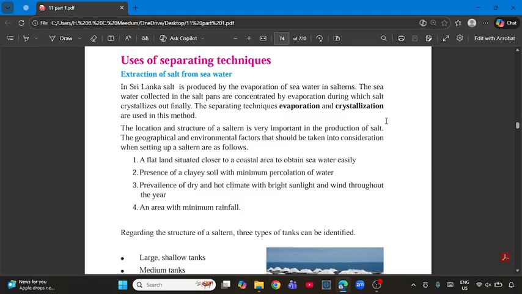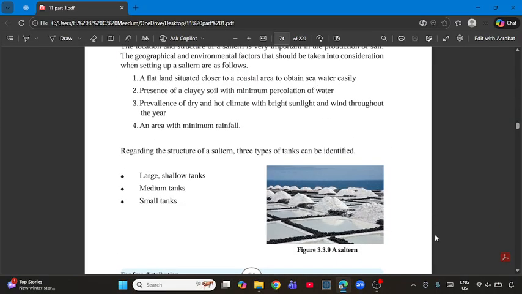Here, first we are going to learn about the use where the extraction of salt happens from seawater. So, in Sri Lanka, salt is produced by the evaporation of seawater in saltons. Saltons are these ones you have seen, and in Sinhala we call them Lunuleva. I think you have heard.